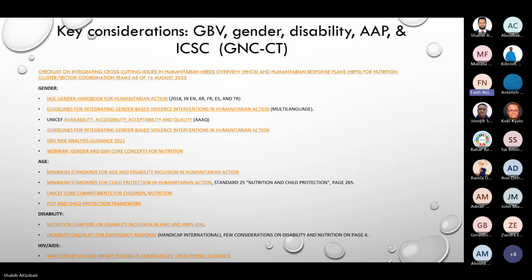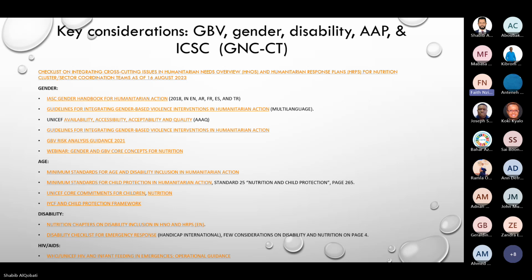So this is just a quick reminder on key considerations for cross-cutting issues. We are not going into details, but just to highlight key important aspects for consideration. GNC has developed a general checklist on integrating cross-cutting issues in the HNOs and also in HRPs. They just reflect minimum considerations. They are not exhaustive, so we expect countries to adapt as needed. The checklist is also accompanied by other specific guidelines and checklists for other themes like gender, including GBV, age, disability, AAP. We also have HIV/AIDS and intercluster and sectoral collaboration.